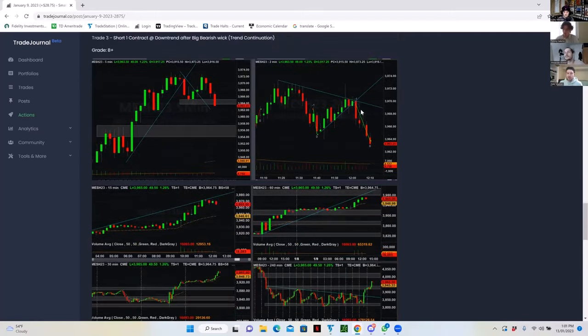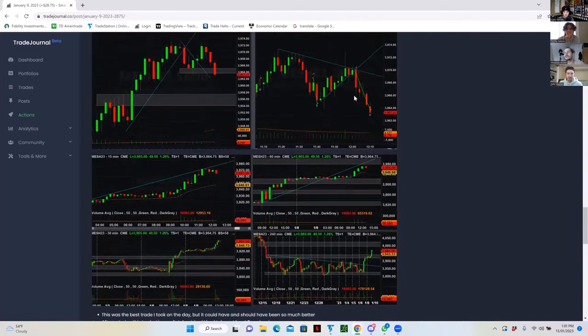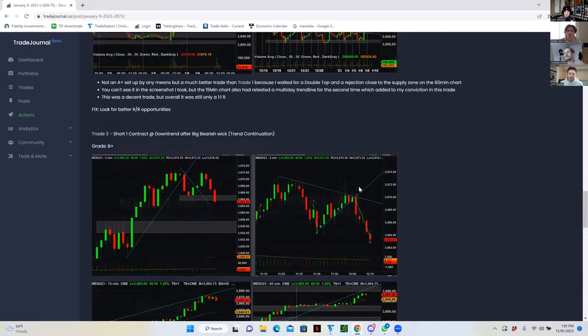But this was probably the best trade of the day here. And I can't remember what happened. I think I could have held this trade, I believe. If I had put a stop maybe here at my entry, I could have held that one. Yeah, but as I said, I just wanted to get green.